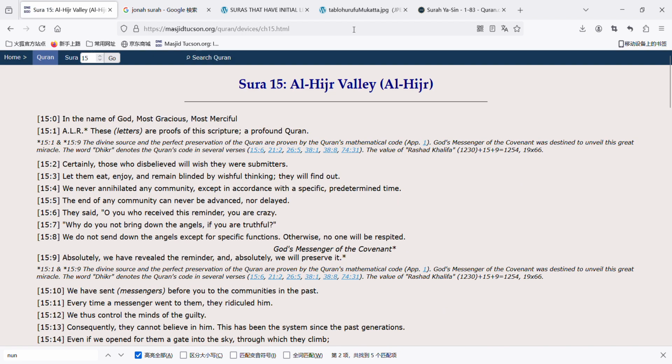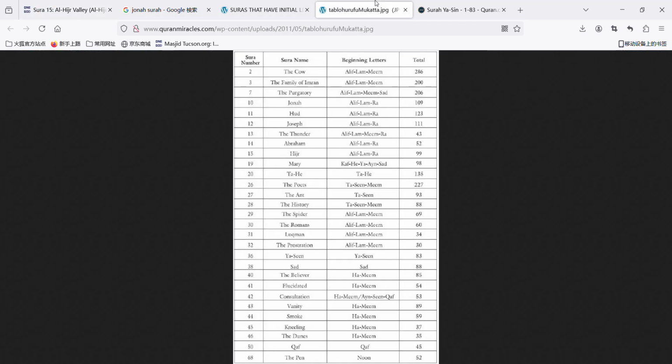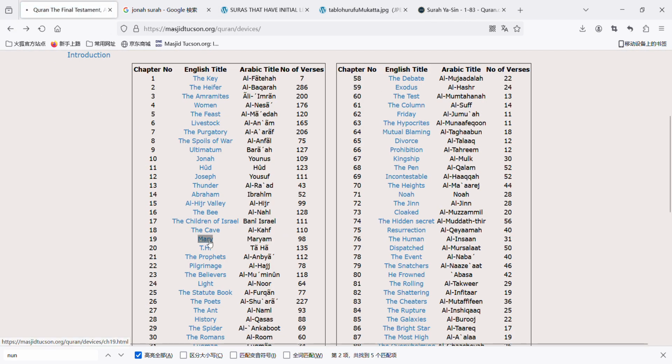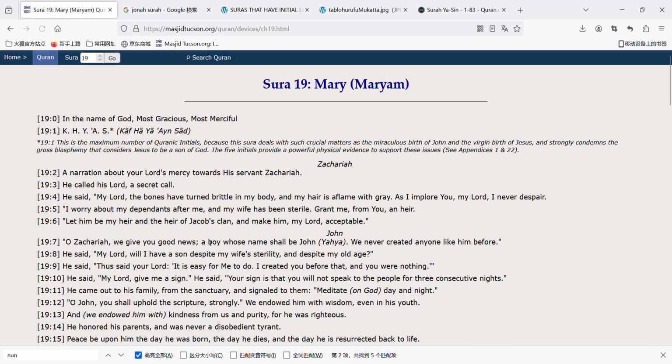These are proof of the scripture. 19, Mary Surah. Okay, this is okay. We found it. Kaf Ha Ya Ain Sad, a narration about your Lord's mercy towards His servant Zechariah. Okay, so it proves our point that this is not referring to Quran at all.